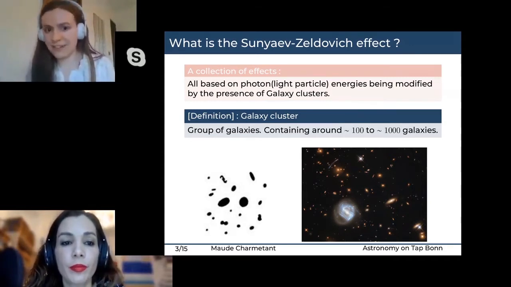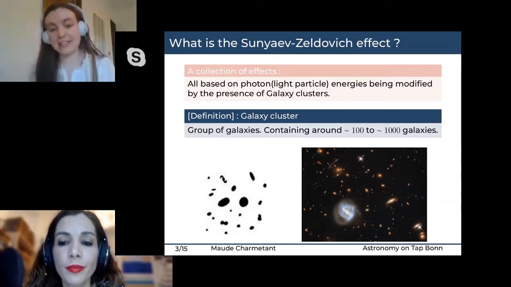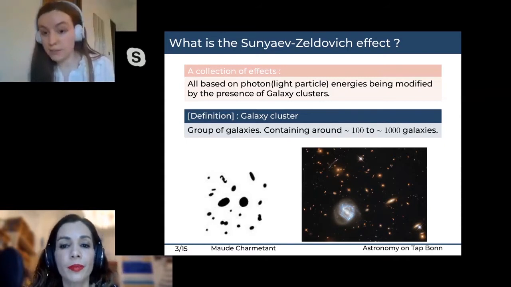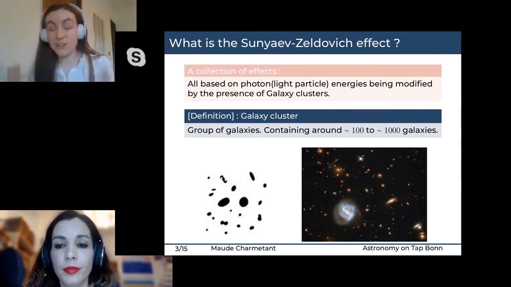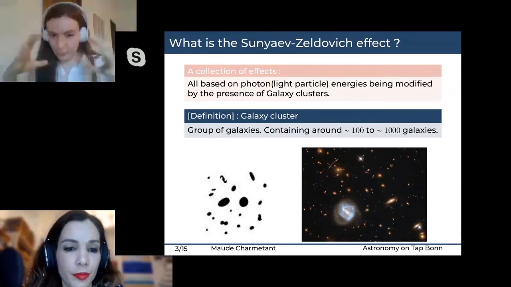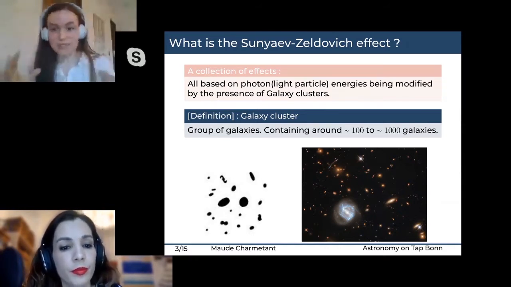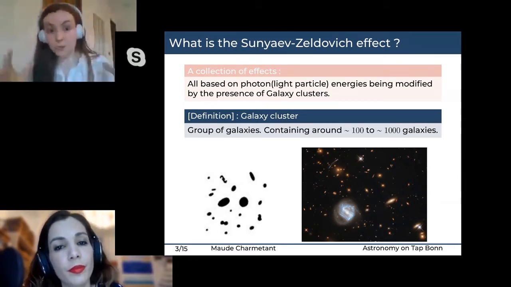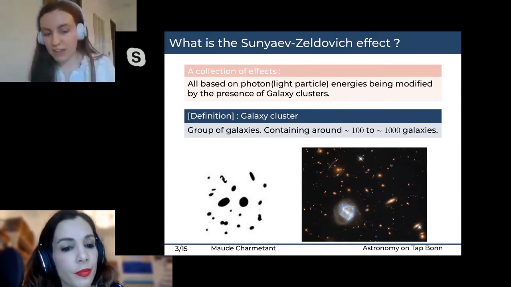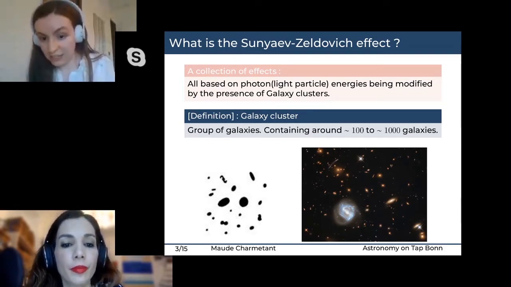Now you might ask yourself, but what are galaxy clusters? It's a group of plenty of galaxies. Actually, it can contain around 100 to 1,000 galaxies. So it's quite huge. It's actually the largest gravitationally bound structure in the universe. They are bound together, all those galaxies, by gravity, and they are the largest structures that work that way. So here you have, for example, a schematic of a galaxy cluster, and on the right here you have a real image of a galaxy cluster, so you can see many galaxies.